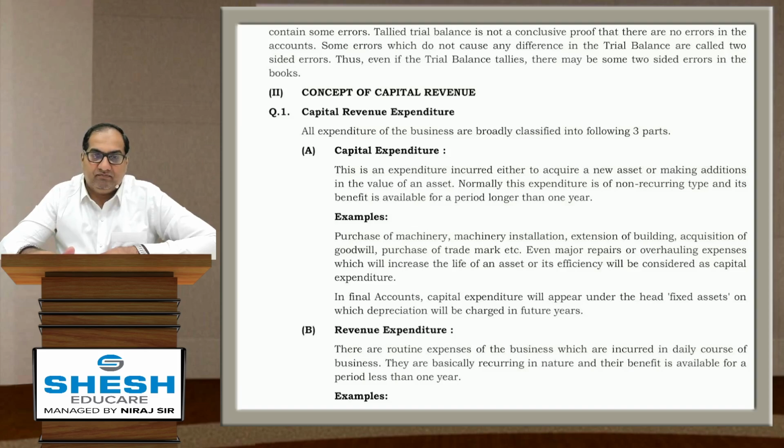Apart from spending the amount to acquire the asset, install the asset, you have to also understand any expenditure incurred due to which life of the asset is increasing as well as productive capacity is increasing. Even if that expenditure might be in the nature of repairs expenditure, it will be treated as capital expenditure.